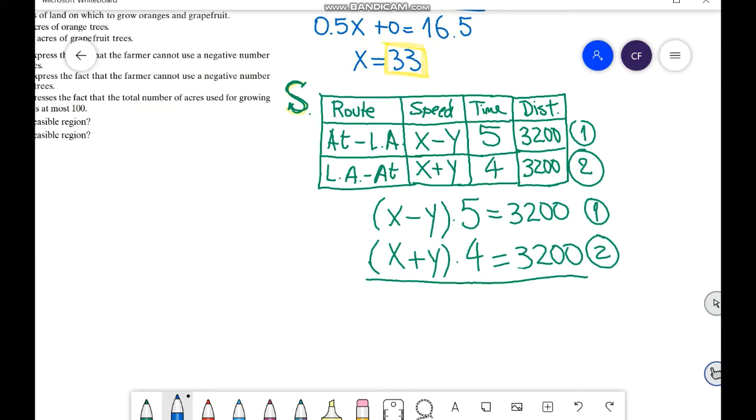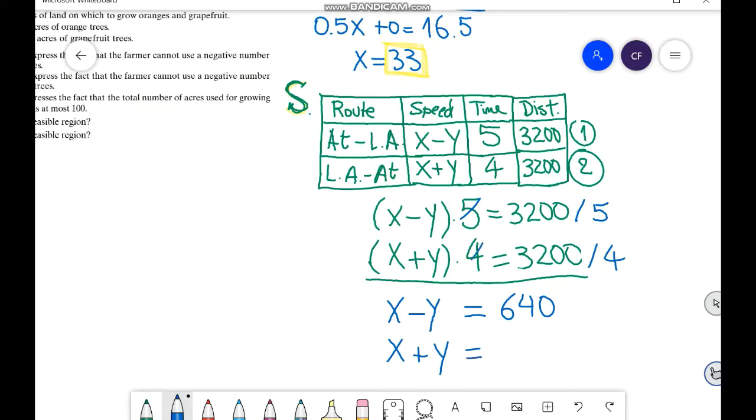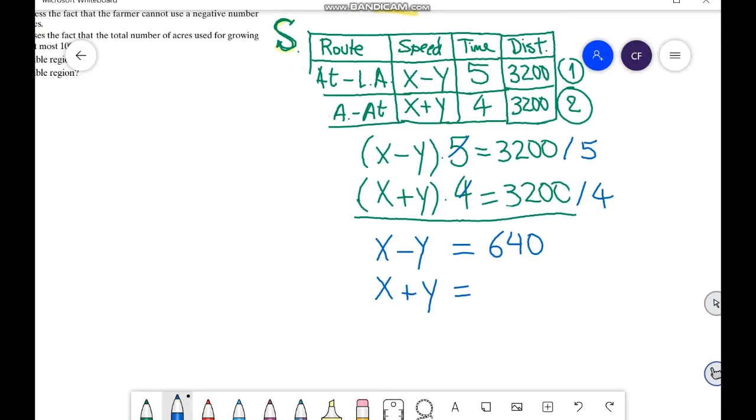To apply the addition method, I will divide the first equation by 5, both sides, and the second I'm going to divide both sides by 4. When I divide by 5 on the top, it's going to be x minus y equals 3,200 divided by 5, 640. And when we divide the second equation by 4, we will have x plus y equals 3,200 divided by 4, which is 800.